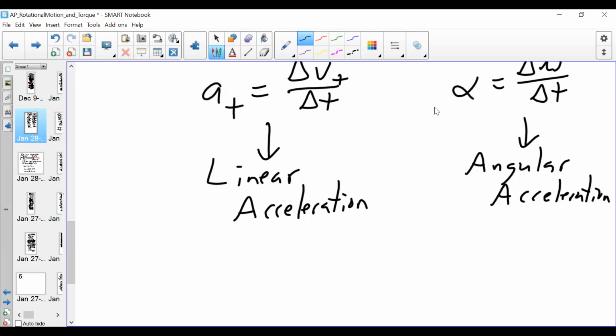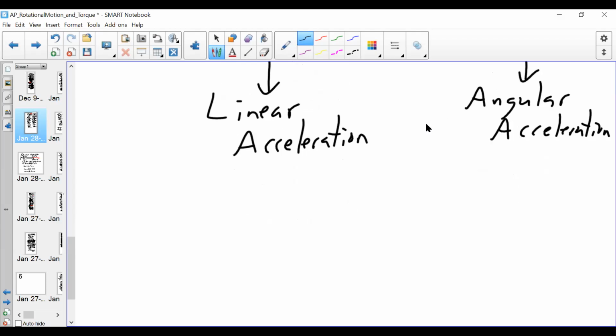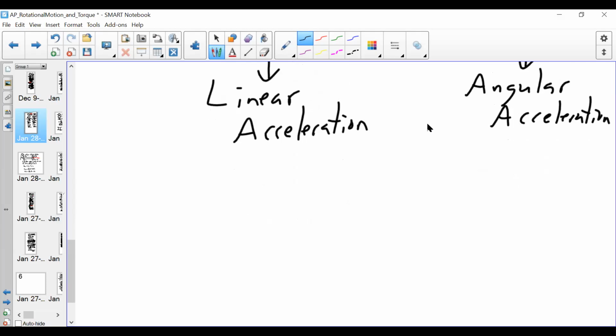Okay, so let's redraw the picture of a particle on a sphere, for example, in rotational motion, and describe the marriage between linear velocity around the circle and the angular velocity of the sphere, and then we'll go into the linear and angular accelerations. All right.